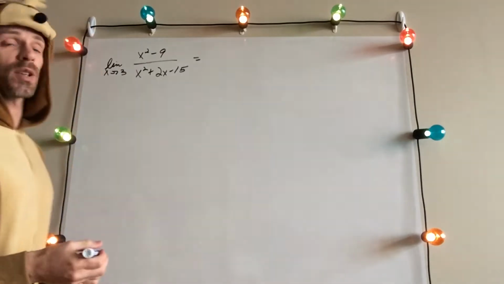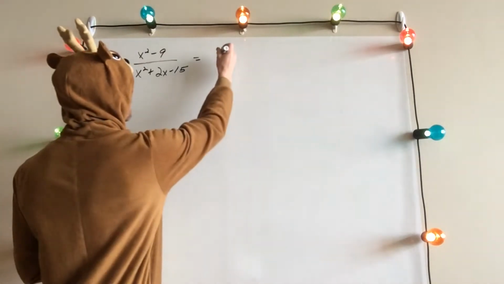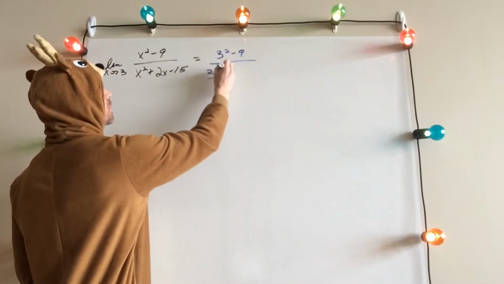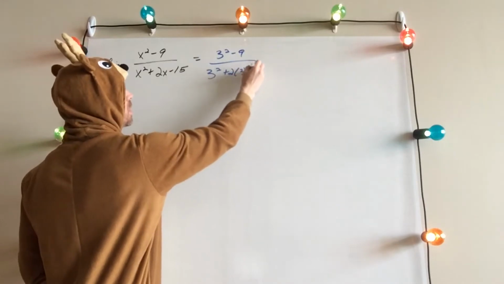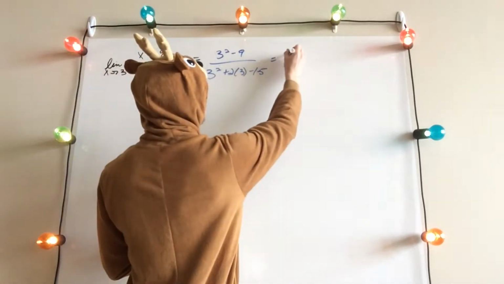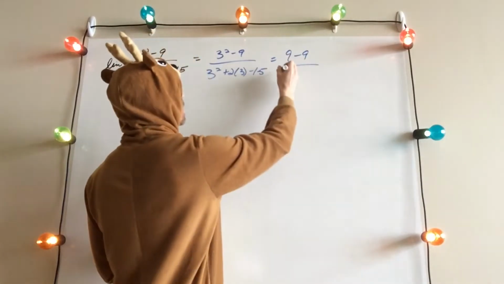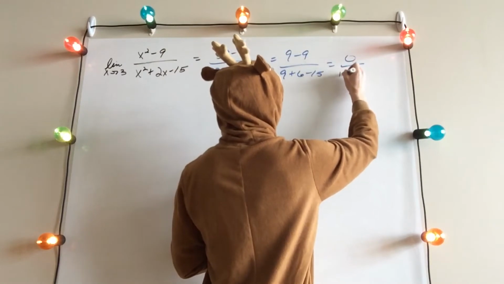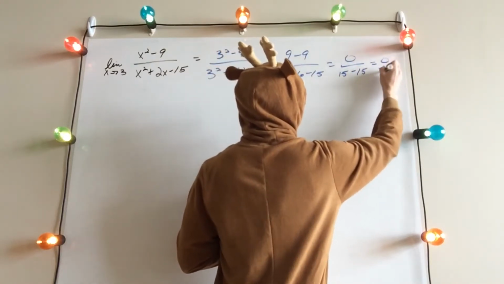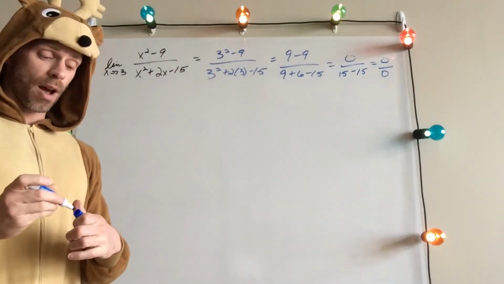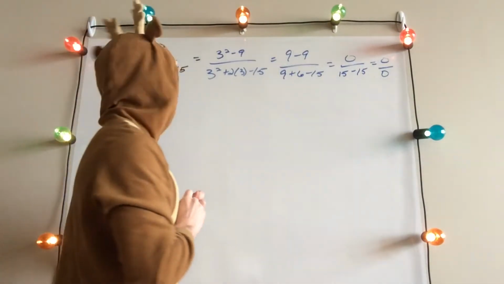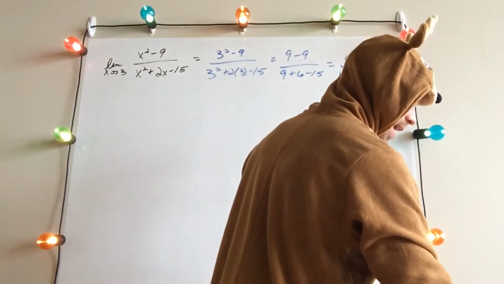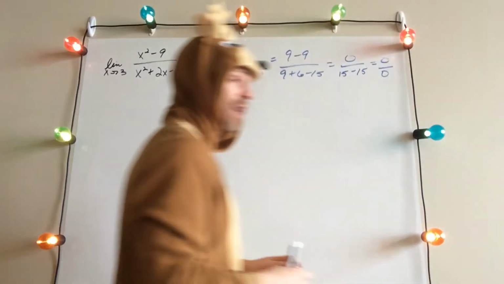And this is the limit as x goes to 3. So if we're trying direct substitution, we'd have 3 squared minus 9 over 3 squared plus 2 times 3 minus 15: 9 minus 9, 9 plus 6 minus 15. Problem, because again, we cannot do division by 0. So we have a rational function. Maybe we can do some factoring.